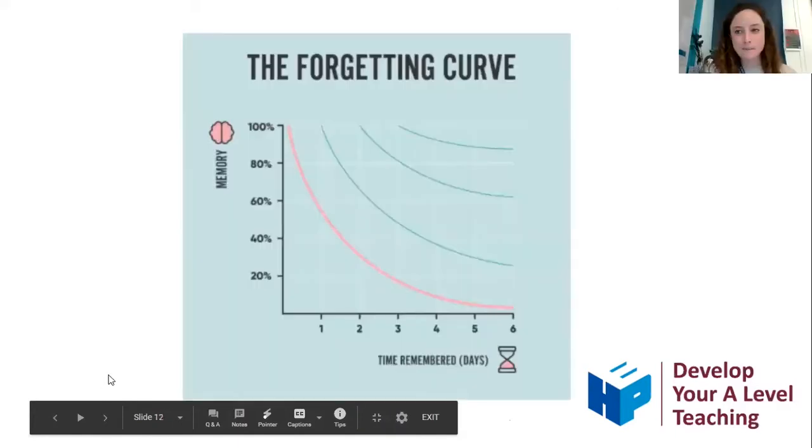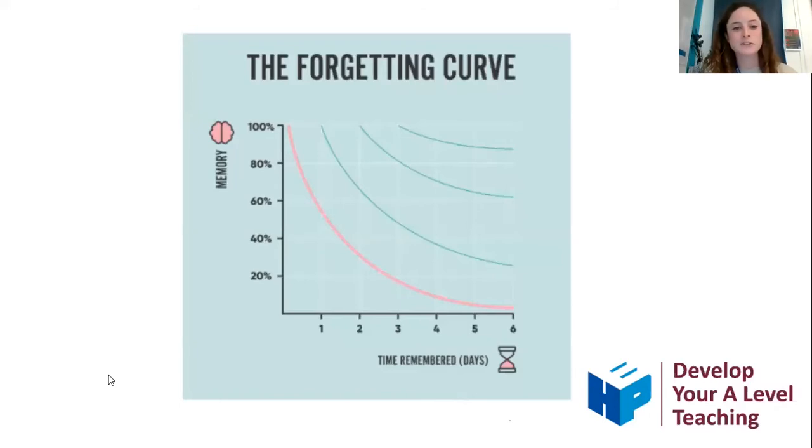The other good thing about mastery quizzes is we know that retrieval is really key for students to remember things. So this is Ebbinghaus's forgetting curve. And what it shows is the more you retrieve information, the longer you remember it, till eventually it's really easy to access, and hopefully our students are at that point in the exam.